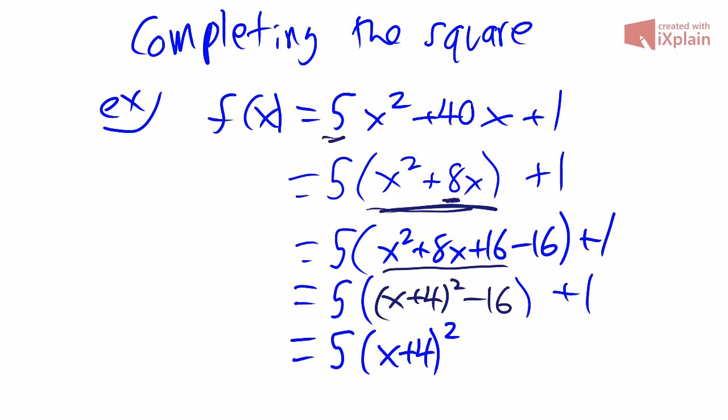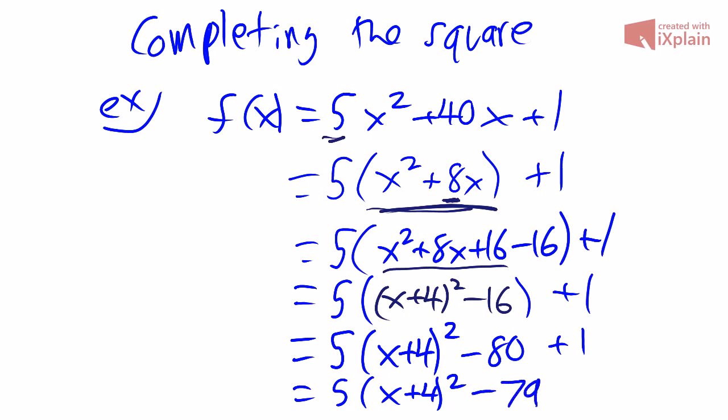So let's see, 5 times negative 16. It's like 10 times 16 would be 160. You can divide that by 2, so that would be negative 80. And then we have plus 1. All right, so now we have our vertex form right here. So it's 5 times the quantity (x plus 4) squared minus 79.